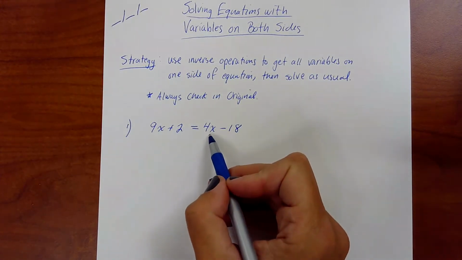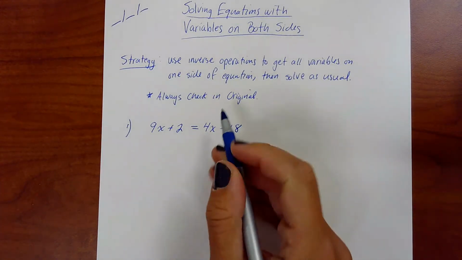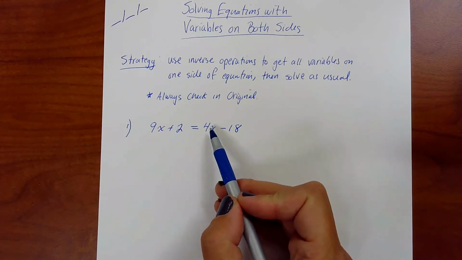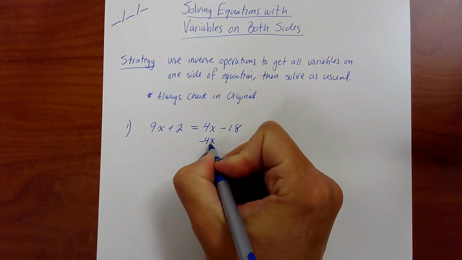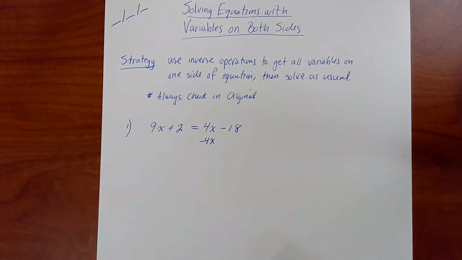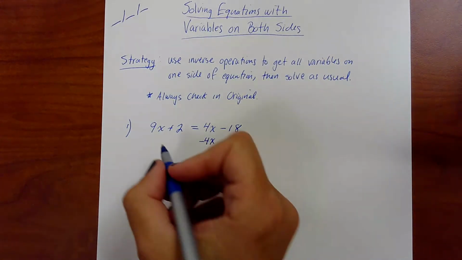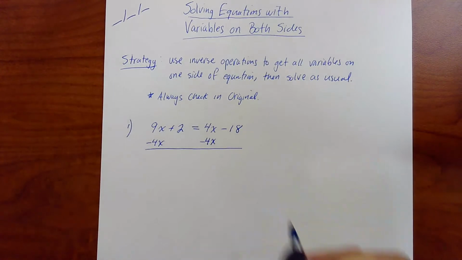Now, this is a positive 4x. I know there's a minus on this side, but that's not really dealing with the 4x. So there's a positive 4x on the right side. To get rid of it, I'm going to subtract 4x, right? 4x minus 4x, that's going to go away. To keep the equation balanced, I'm going to do the same thing on the other side.